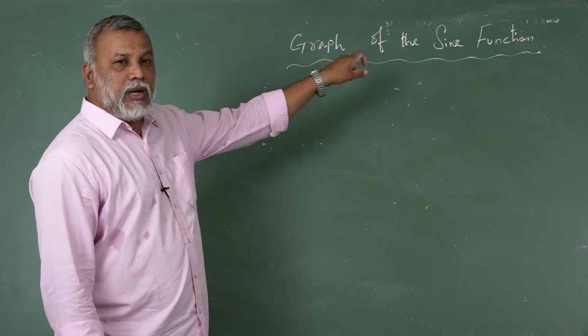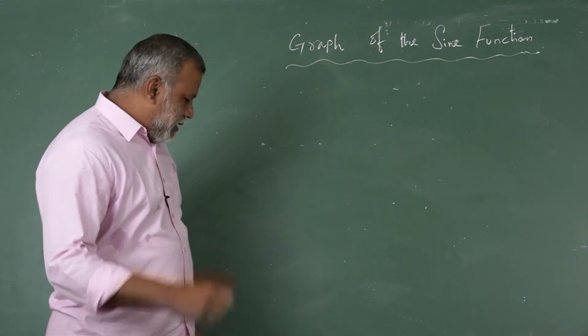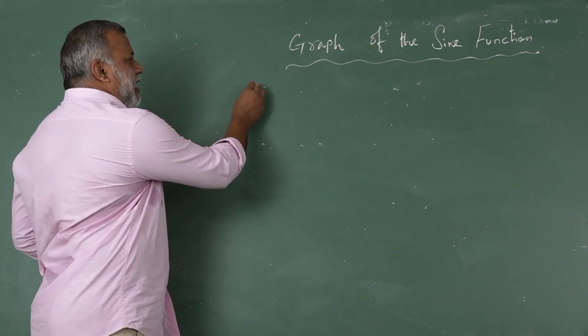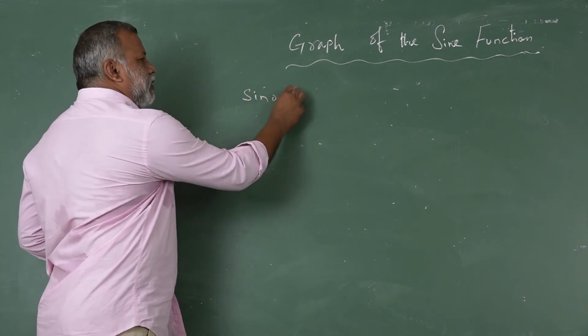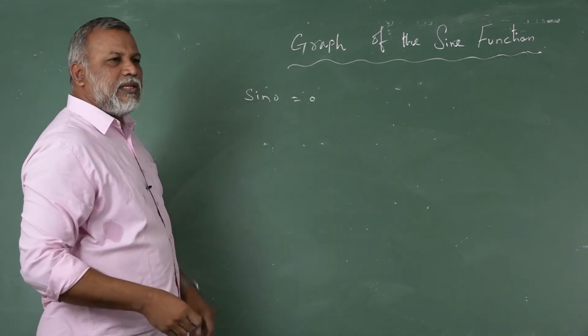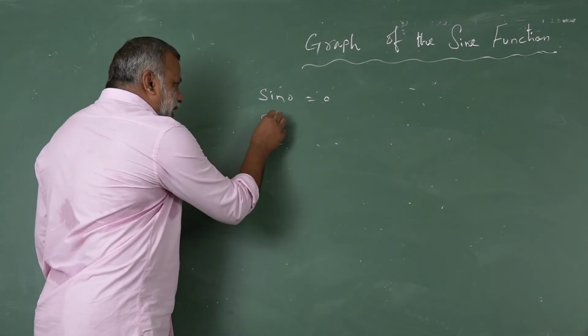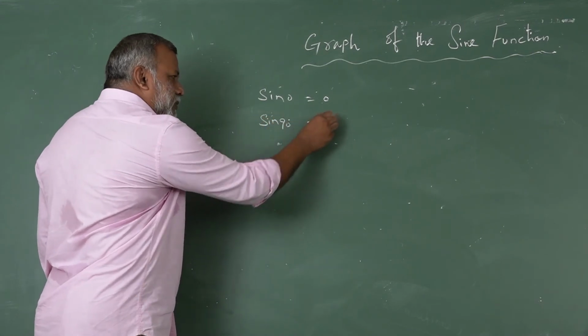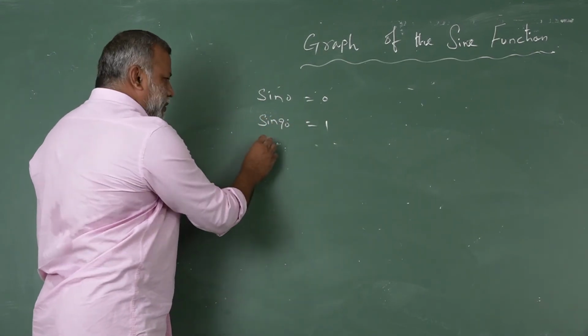Now we are going to draw a graph for the sin function. Listen to these data. What is the value of sin 0? Just now we derived sin 0 is 0. Sin 90 is equal to 1. Just now we derived.